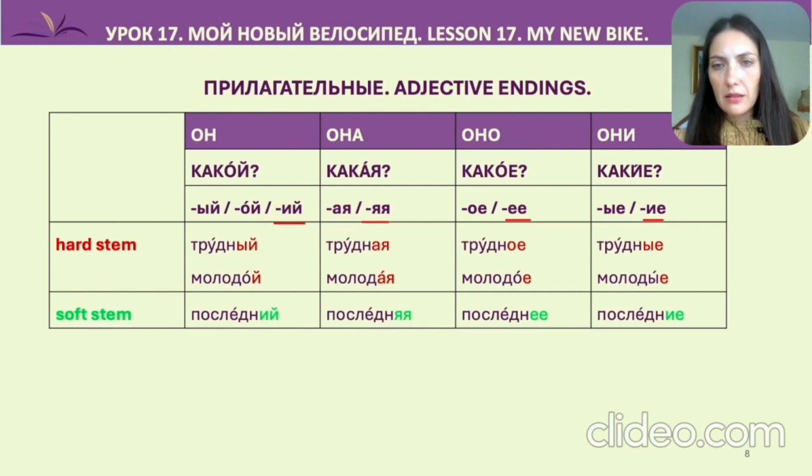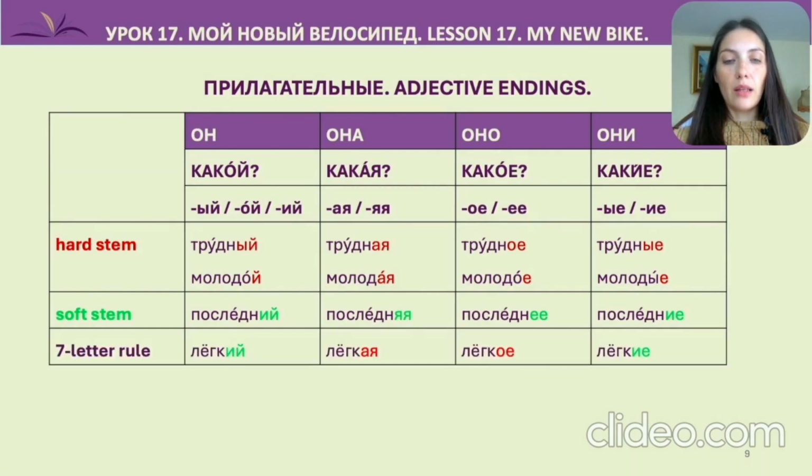So if you want to say something happened last night, it won't be последний, it will be прошлый, like passé, the past night. It will be a different one. Последнее задание, the last task. Последние деньги, last money. What can I say as well about the soft stem adjectives? That they are not very popular. Not so many adjectives will be of the soft stem.